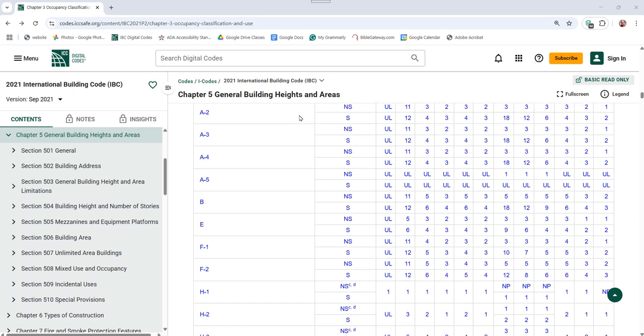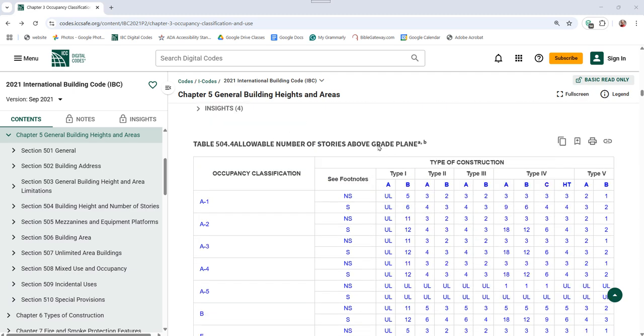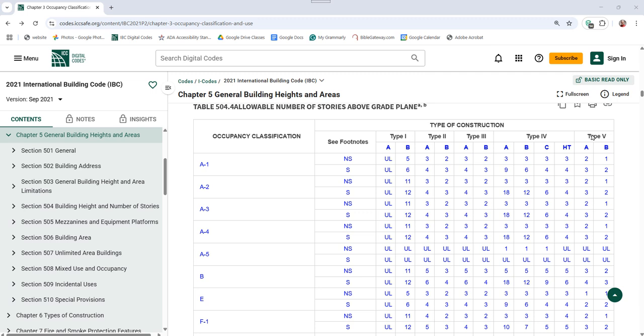All right, so we're B. Well, here right now we're in the number of stories. Okay, 5A is over here, way over here, and it's a B. So I'm going to go down here, and it's sprinklered. Okay, that column right there.